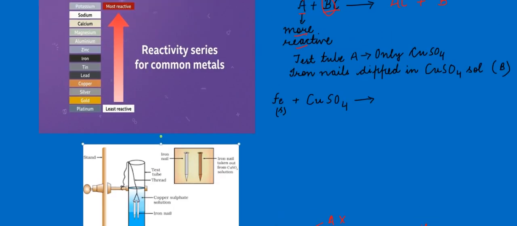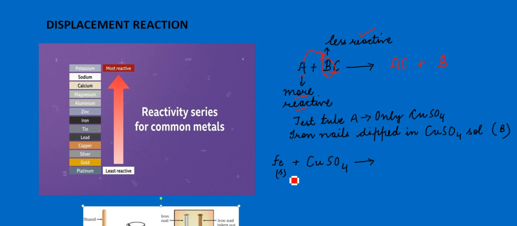After 20 minutes, we can see that iron is more reactive and it will displace copper because copper is less reactive. You can see here in the reactivity series, copper is less reactive, and here you can see iron is more reactive. So now the iron will displace the less reactive copper and it will join with sulfate and form iron sulfate, and it will remove the copper, right?